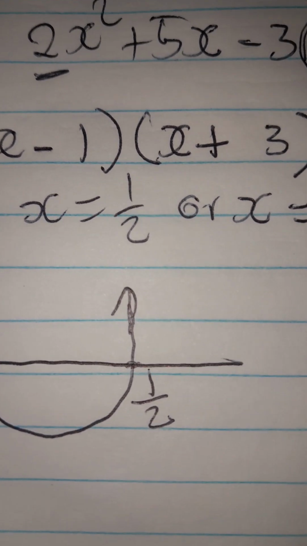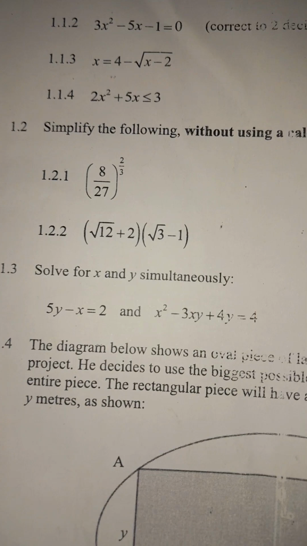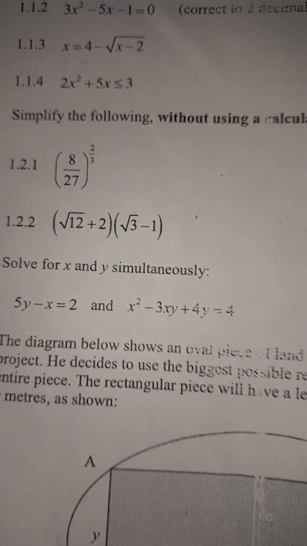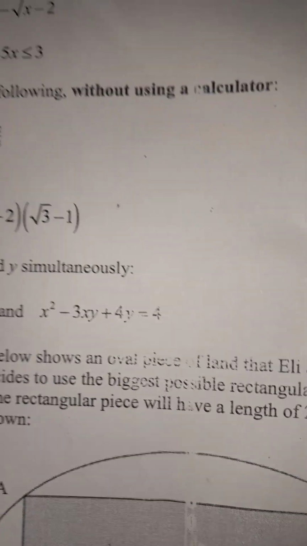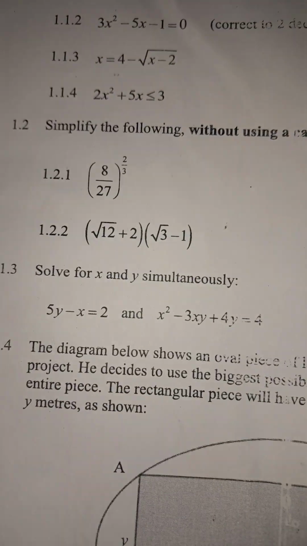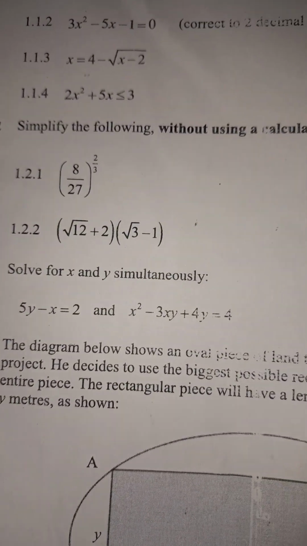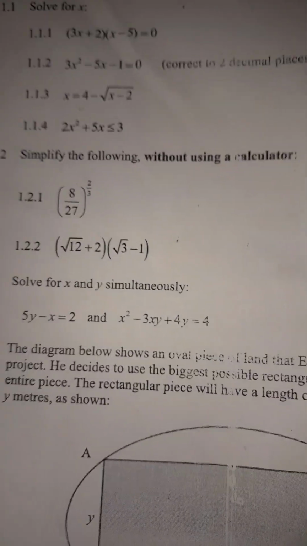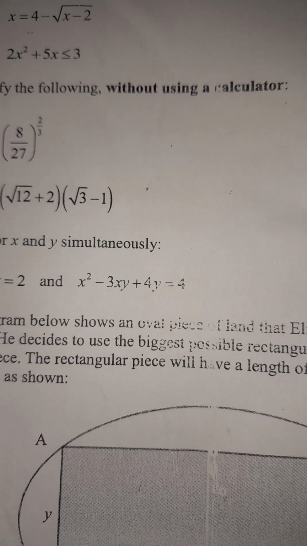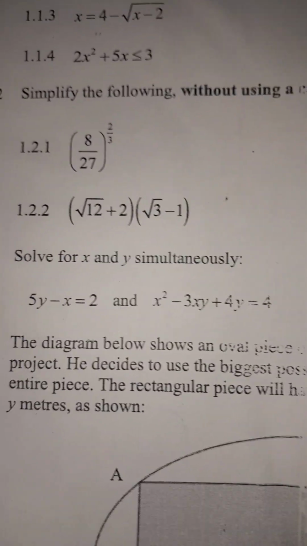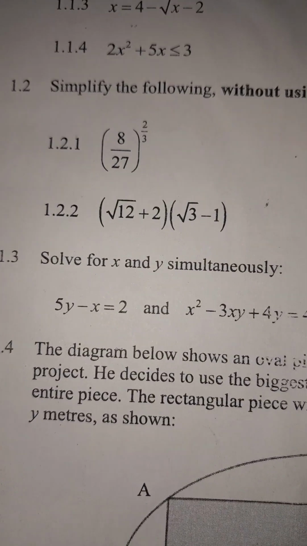So let's go to 1.2. At 1.2, we are required to simplify the following without using a calculator. All right, let's simply fly. How can we fly? We need a Red Bull. Where do we get our Red Bull? Those are your laws of exponents. Let's go to 1.2.1. Let's put this into practice.